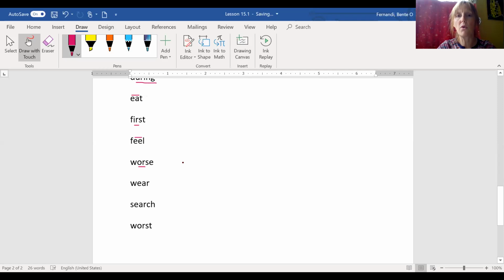Worse is one of those strange sounds. It's made with O-R instead of E-R, U-R or I-R. Worse ends in S, so that E is going to keep it from looking like a plural, exactly. This word is our typical sight word. We just have to learn it.